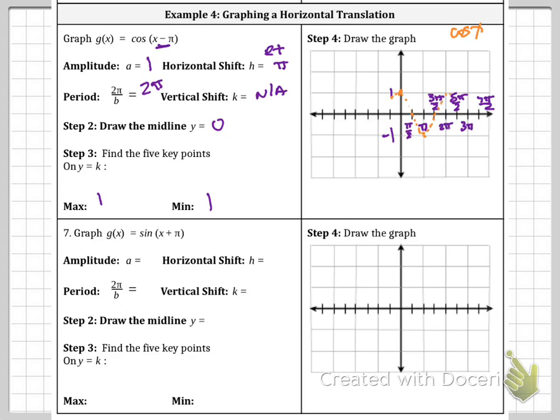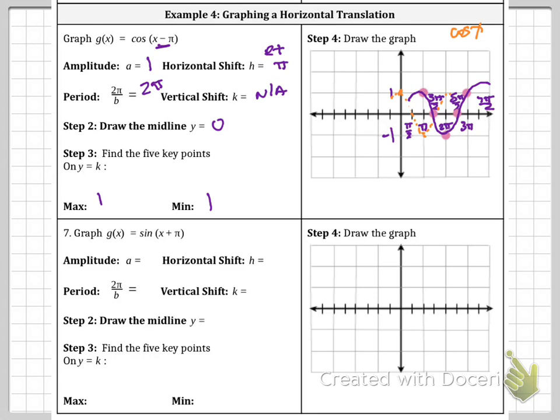So to shift it to the right pi, instead we're going to start at pi here. Okay, so we've just shifted it right pi. Then we're just going to follow the pattern. Then we go down, down, up, up. And then you can take a look at it. You have pi to 3 pi. That is 2 pi, so that it is a full period. So here is the graph of cosine of x minus pi.